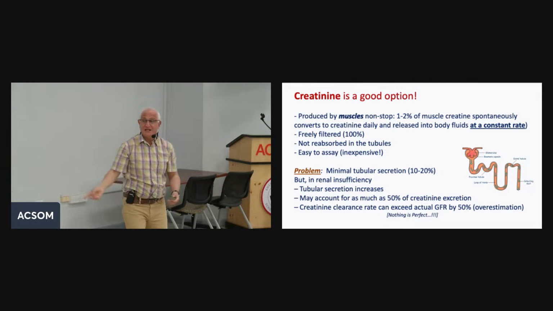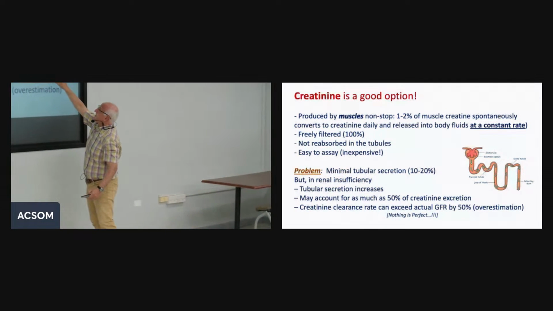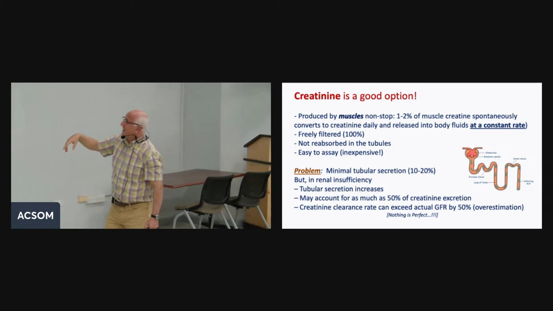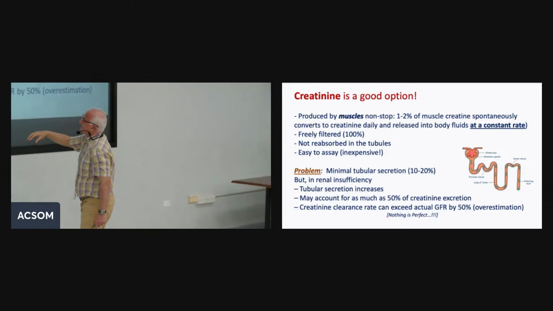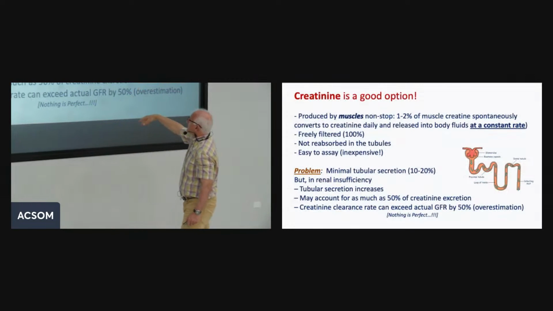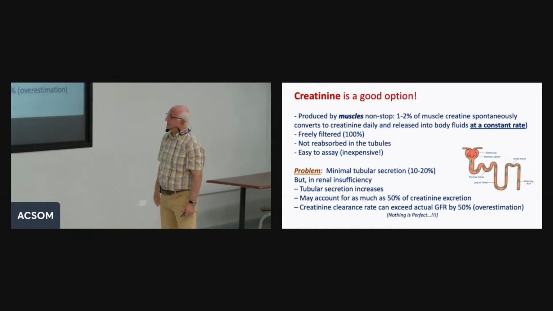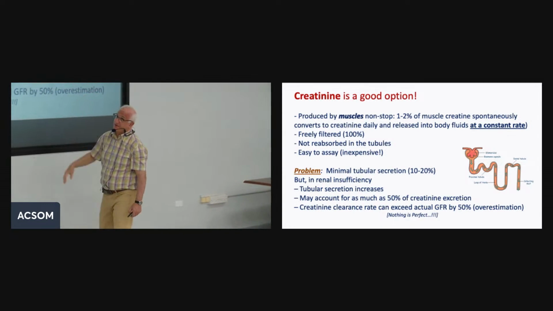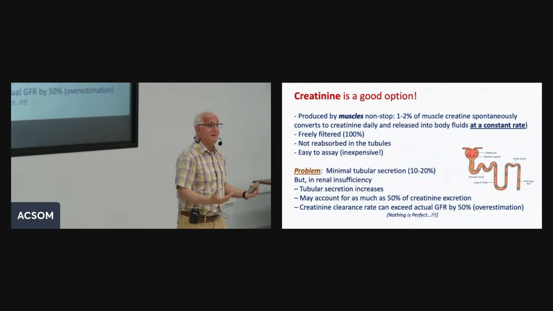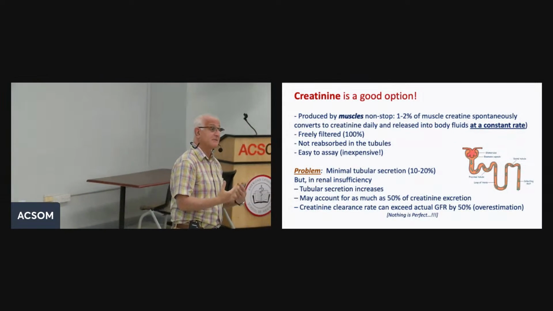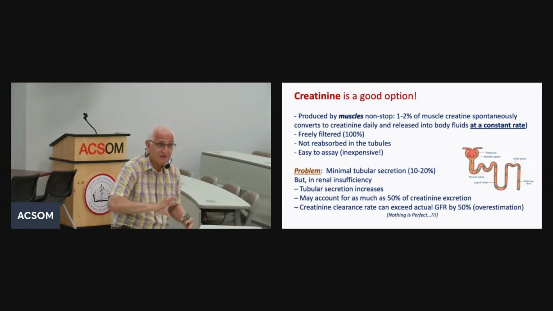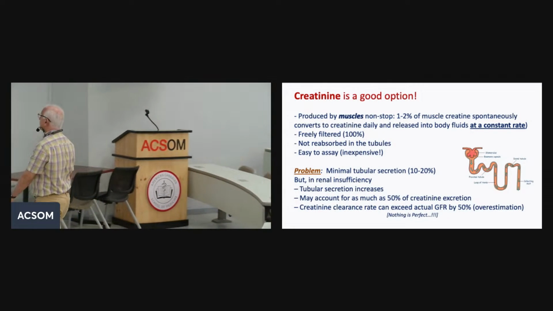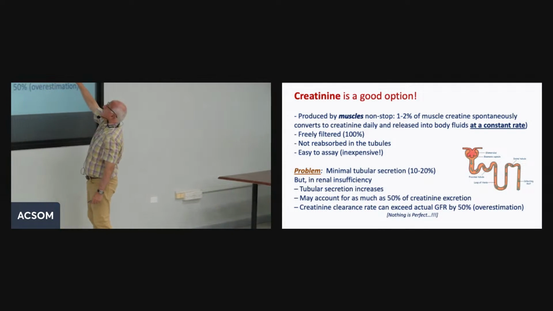Would you agree with me? The urine creatinine would overestimate my filtration by 10 to 20%. Then tubular secretion increases in some situations and may account for as much as 50% in some cases. So clearance of creatinine can exceed actual GFR by 50%; it overestimates. Nothing is perfect. So far we know that creatinine is a good measure, but we know about its limitation. Its main limitation is that 10 to 20% of it is secreted into the tubule, so it overestimates the filtration. What we get here is a little bit more than what was really filtered.